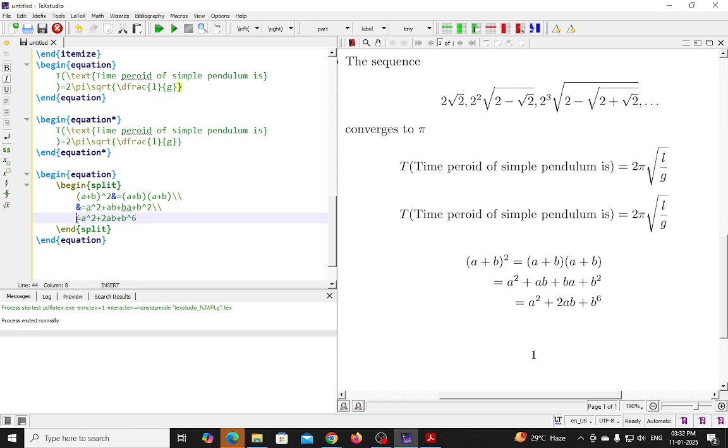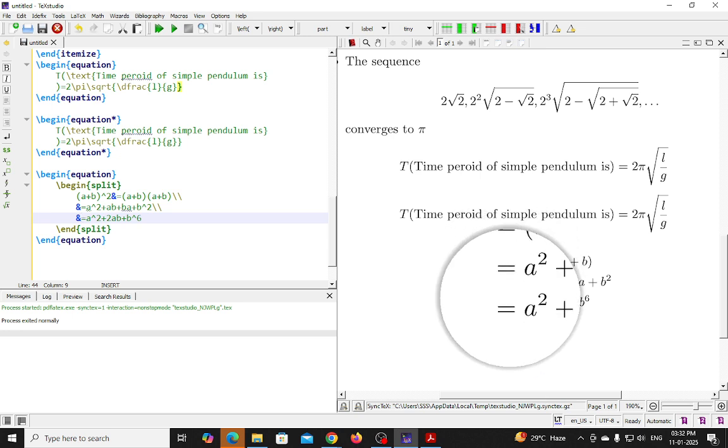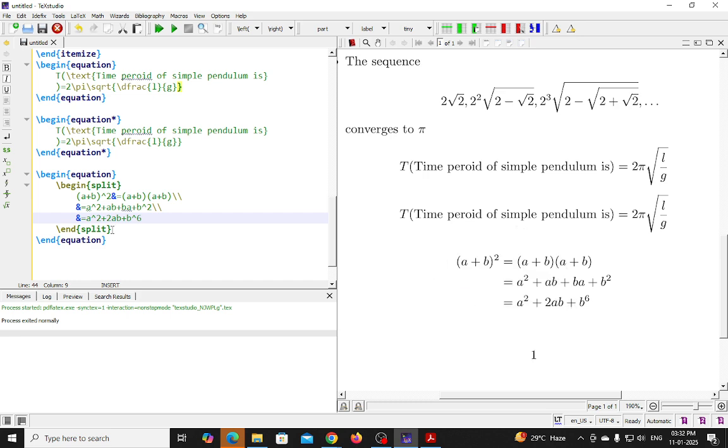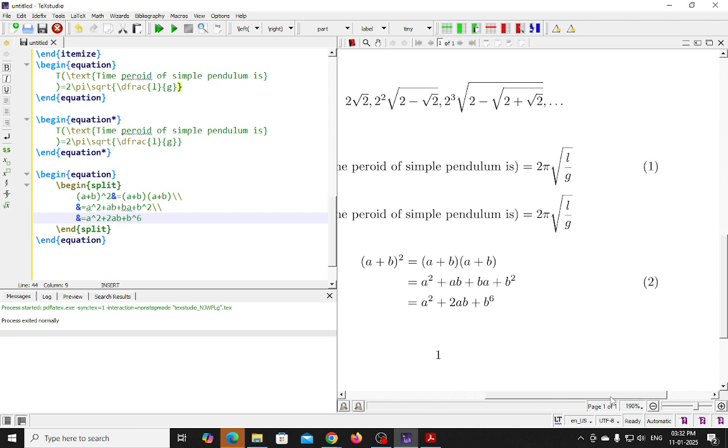And suppose if I run, now see the alignments. So the equal alignments are coming properly. So if you put & to the left side, that is left alignment, to the right side, that means the right alignment, both sides, then in that case it may be the center alignment.